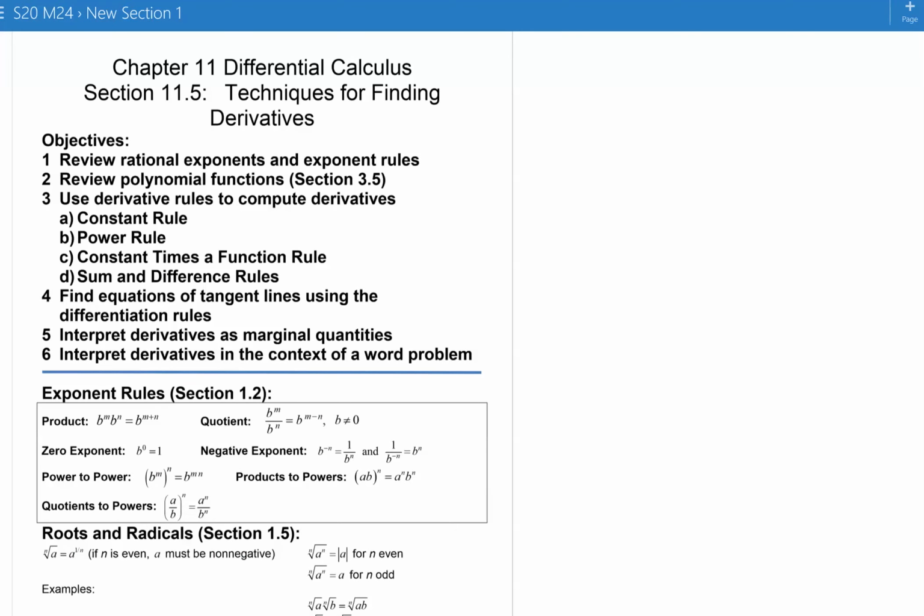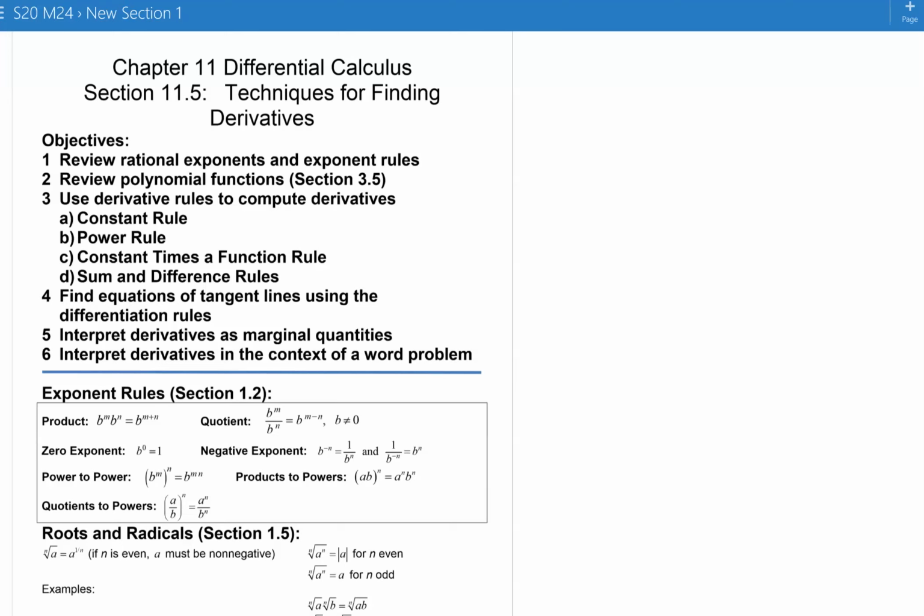Section 11.5 is some techniques for finding derivatives, and there's quite a bit of algebra we need to be able to accomplish this. So we're going to do some review of rational exponents and exponent rules, and a little bit of review of polynomial functions and their behavior.